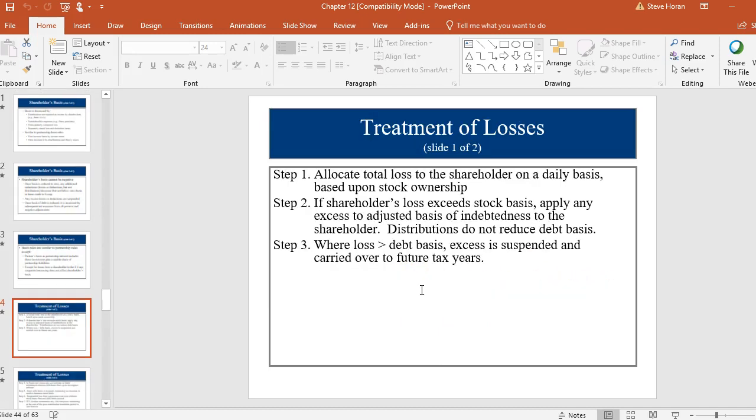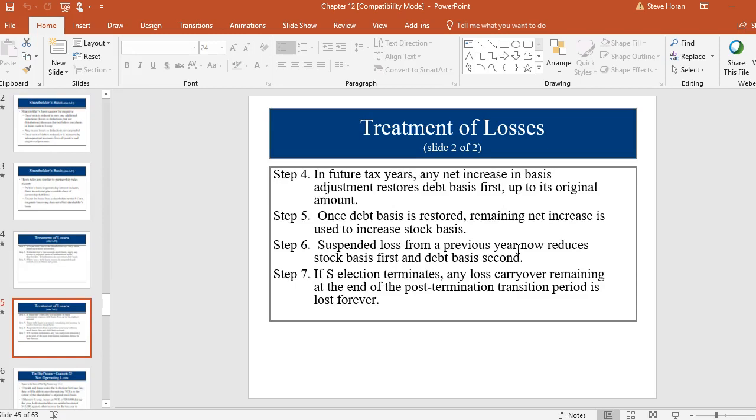Okay, so treatment of losses. We allocate total loss to the shareholder on a daily basis based upon stock ownership. If the shareholder's loss exceeds stock basis, apply any excess to the adjusted basis of indebtedness to the shareholder. And where losses are greater than the debt basis, excess is suspended and carried over to future tax years. In addition, in future tax years, any increase in basis adjustment restores debt basis first up to the original amount. Once debt basis is restored, remaining net income is used to increase the stock basis.